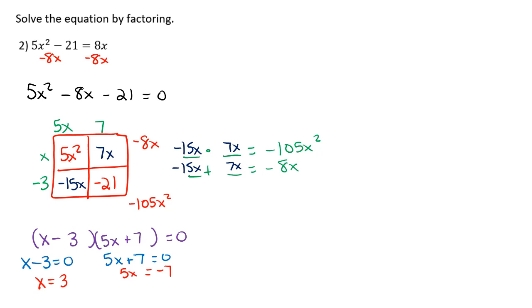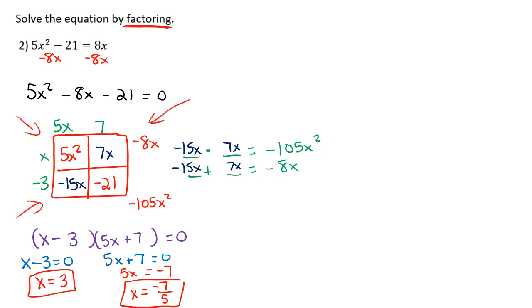Once again, trying to get x by itself. Then we're going to divide both sides by 5. So we're going to be left with negative 7 over 5. And now we have our two x-intercepts, also known as zeros, also known as roots. And once again, if you see the phrase factoring, you should be using your box.